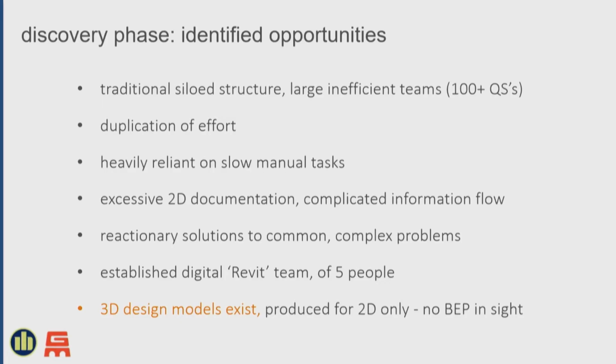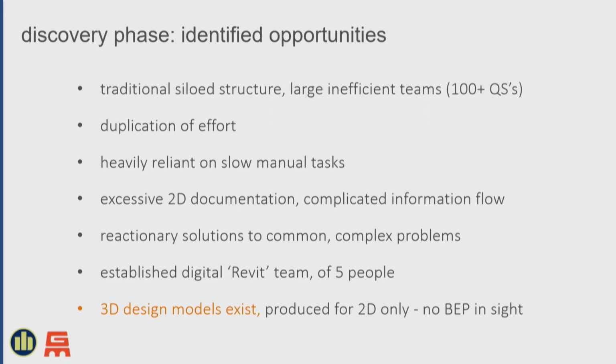They were heavily reliant on slow manual tasks. There was a lot of 2D documentation, which makes complications like revisions. And they were quite reactionary to solutions for complex problems. These projects are quite complex in themselves. So working on a 2D basis, when it takes you 1 month just to get a quantity of one station box of the floor finishes, if anything had changed in that month, they've got to start again. So they're actually behind the 8 ball when it comes to actually solving any issues that need to happen.